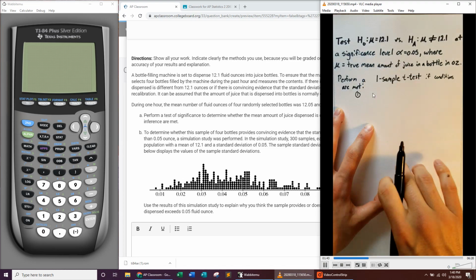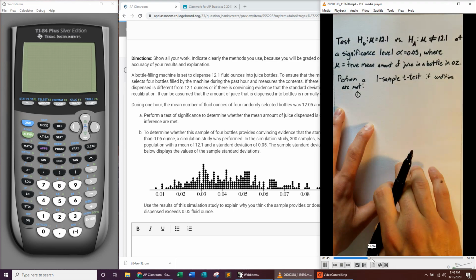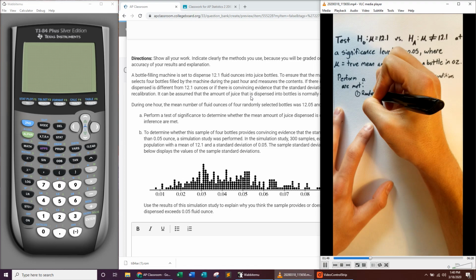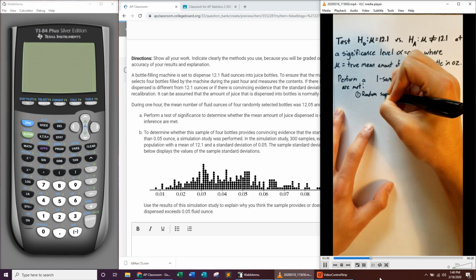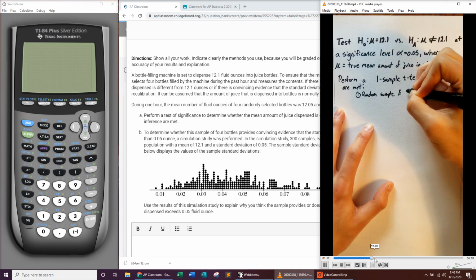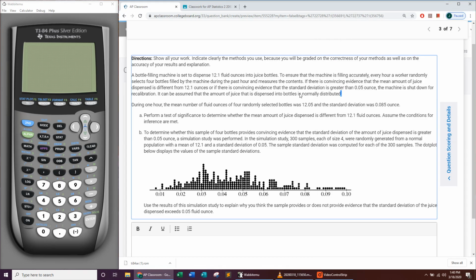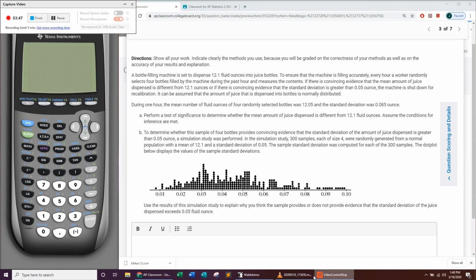So we're allowed to do this as long as we meet our 3 conditions. We have to have a random sample. They tell us in the problem that we're randomly selecting 4 bottles. The next thing we need is normality. We can again assume this because it's given to us. The amount of juice is normally distributed. So that condition is another freebie.